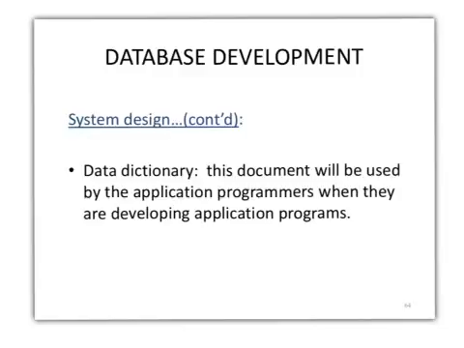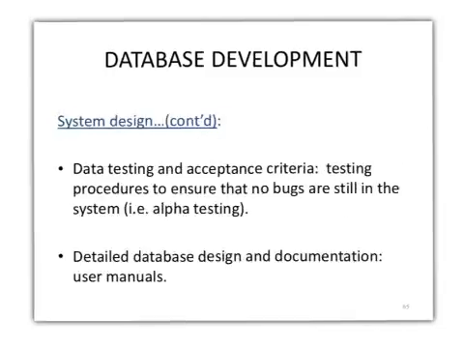So a data dictionary is an important document that will be used by the application programmers when they are developing the application programs, and it has to be available. It has to be updated by the time we include new columns of data. We have to design and implement those new columns in the data dictionary.